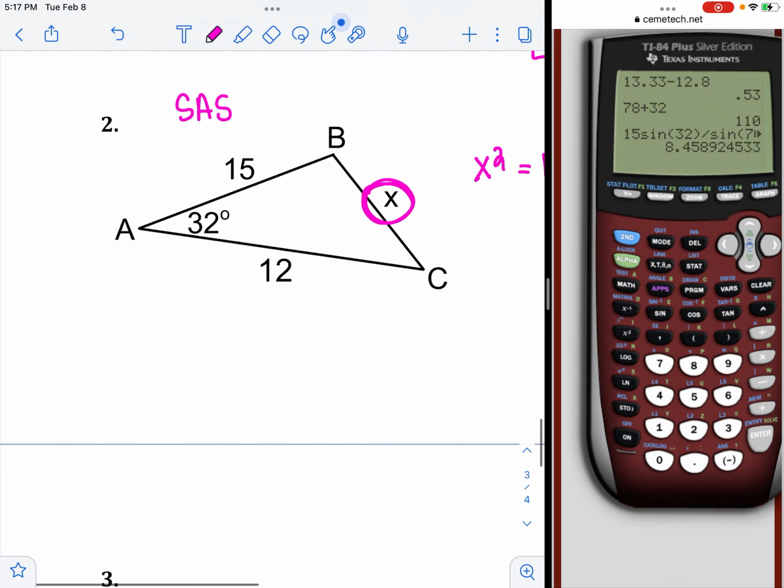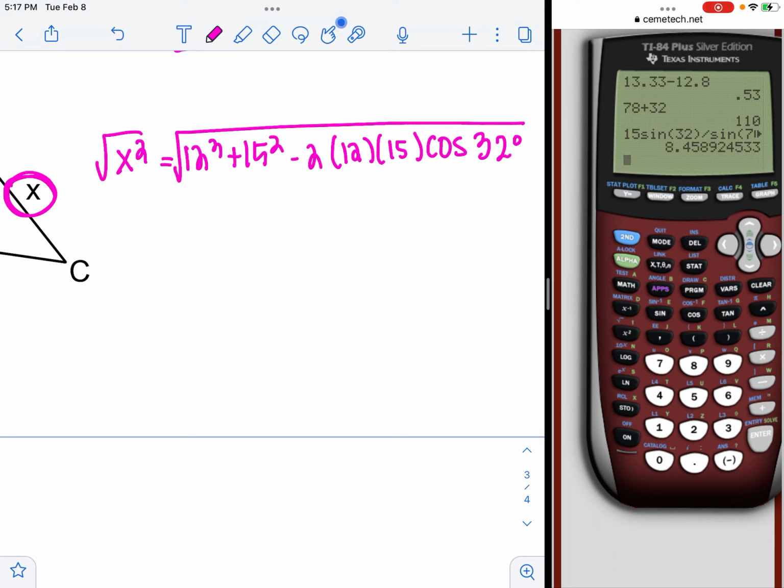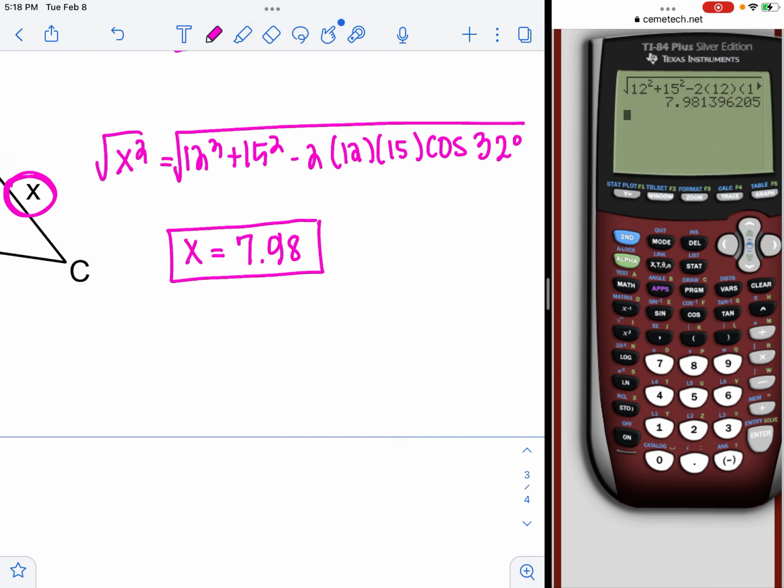I need to get x by itself. x is almost by itself. It's just squared right now, so I'm going to square root both sides. x equals, and I need to put this in my calculator. So square root of 12 squared plus 15 squared minus 2 times 12 times 15, and notice I'm putting those in parentheses, cosine of 32. And I get x is equal to 7.98. And next to the 98 is a 1, so I'm keeping 98.